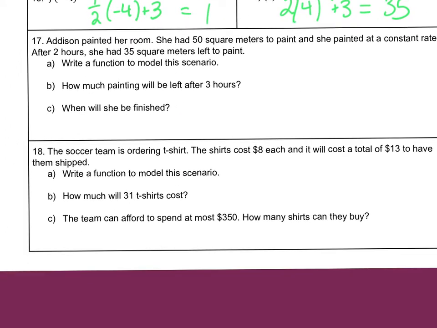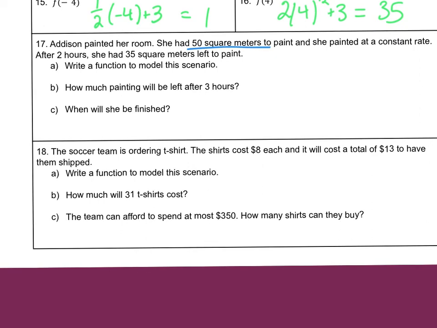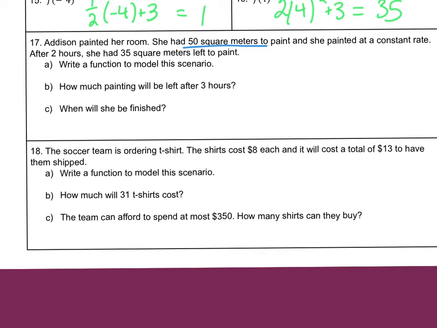Next up, we've just got functions. These go back to pre-algebra. They're not too bad. Addison painted her room. Don't get scared because it's a word problem. Addison painted her room. She had 50 square meters to paint, and she painted at a constant rate. Constant rate means this is going to be a straight, constant line, right? After 2 hours, she had 35 square meters left to paint. Write a function to model this scenario.